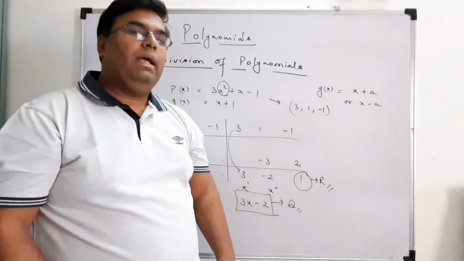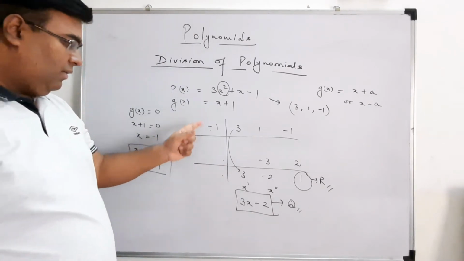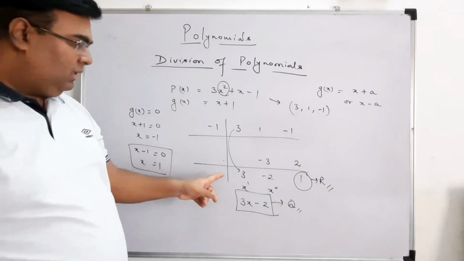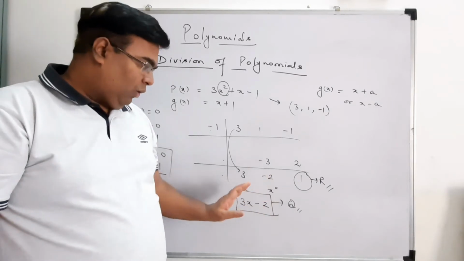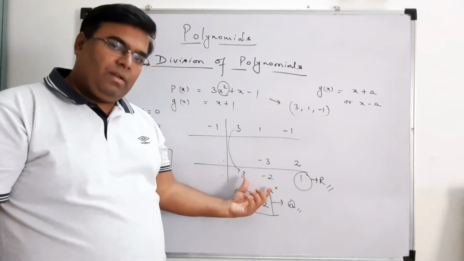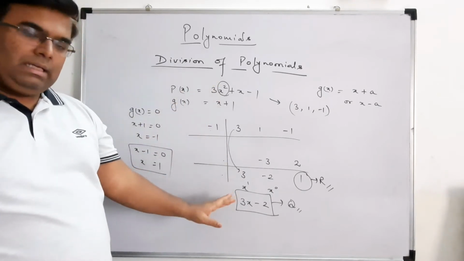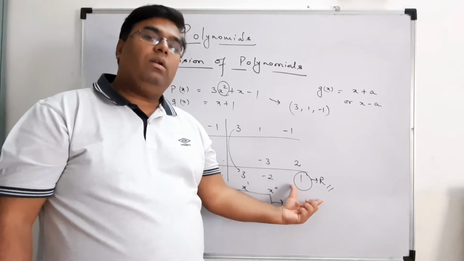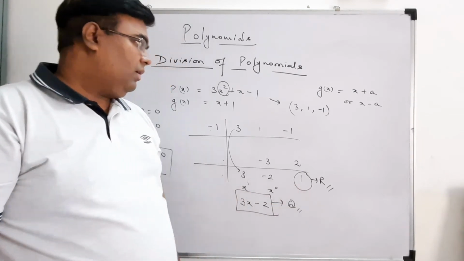So this is the synthetic division, but only when our g(x), which is the divisor, is in the form of x plus a or x minus a. So we can do it in this method also, and my answer will be all the coefficients here with one power less, in decreasing order of variable, and the last number will be what? The remainder. Okay.